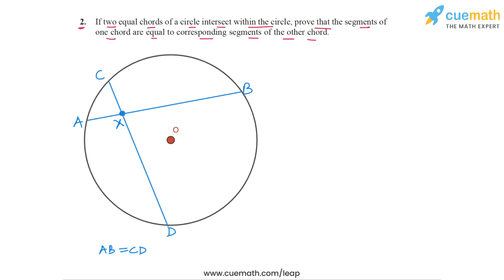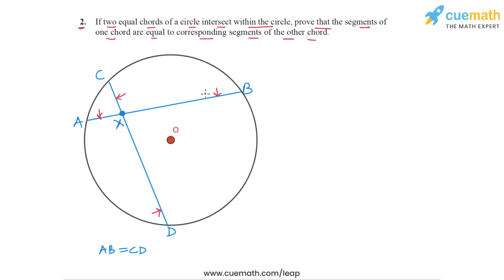So we have to basically show that the segments of one chord are equal to the corresponding segments of the other chord. The segments of AB are AX and BX. The segments of CD are CX and DX. So we have to prove that AX and CX are equal, and we have to prove that BX and DX are equal.